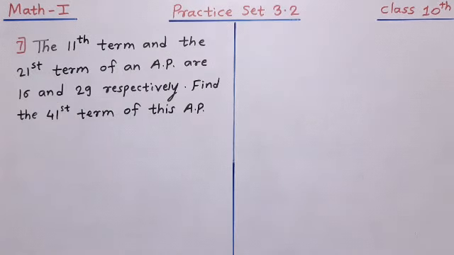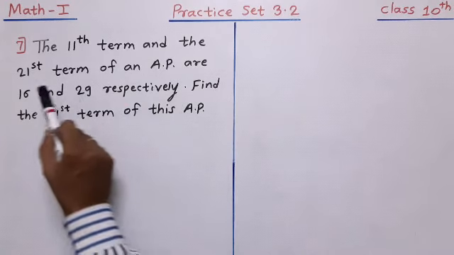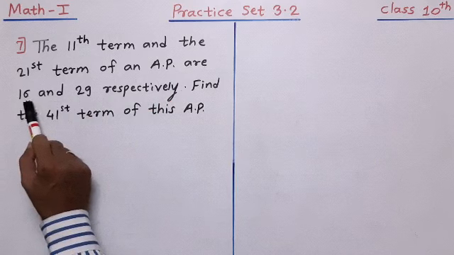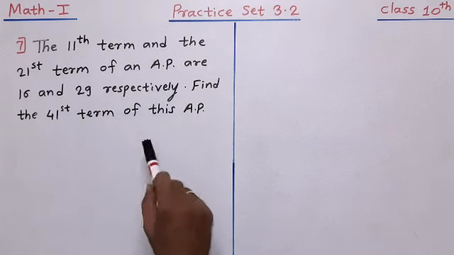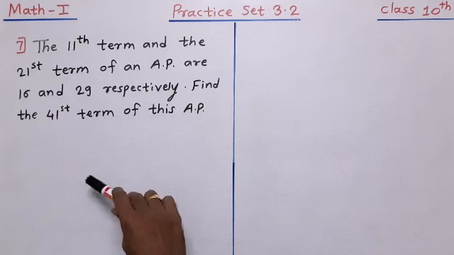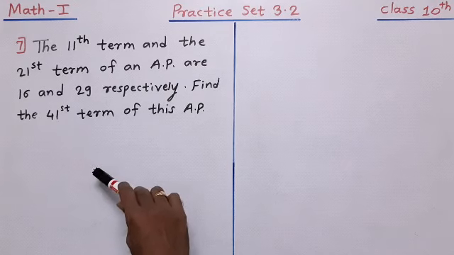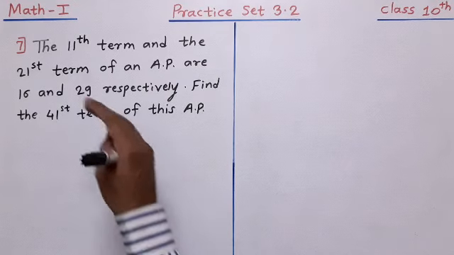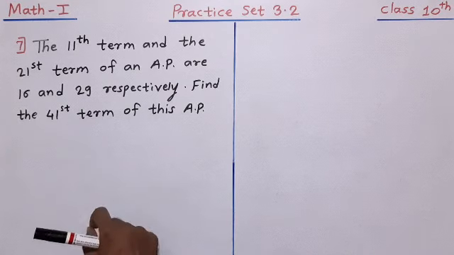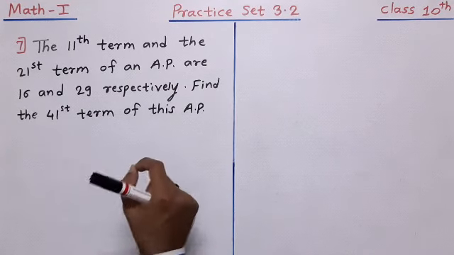Okay, dear students, now let us solve the 7th question here. The 11th term and the 21st term of an arithmetic progression are 16 and 29 respectively. Find the 41st term of this AP. See, dear students, first of all we are going to write what is given in the example and what is asked in the example. We are going to write it in a symbolic form.